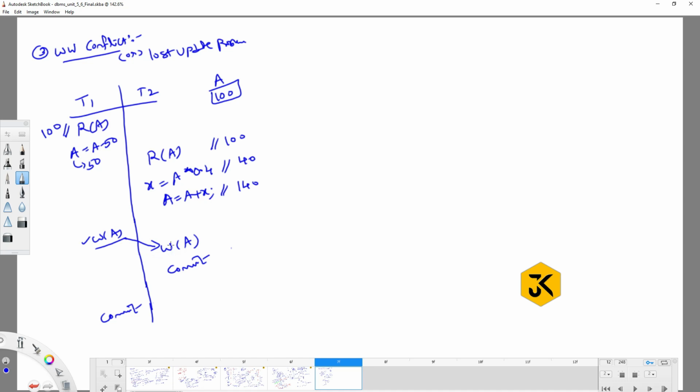Why lost update problem? If something is going to fail here, what might happen? Here it will be 140 because of this commit operation. But what about this particular step? It is going to get back to 100 again. Earlier the value of A is 100, so we are going to update the database also as 100. So the operations that we did, those updates are going to be lost. That's why we call it the lost update problem.